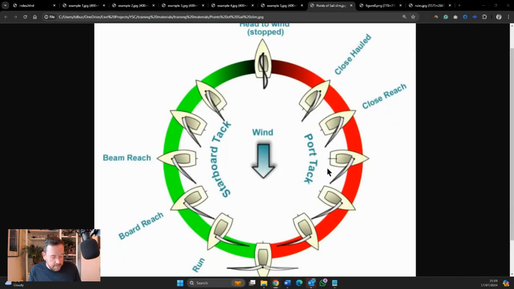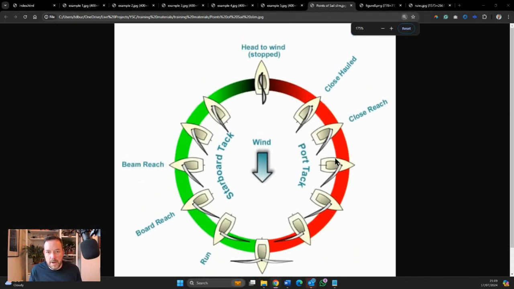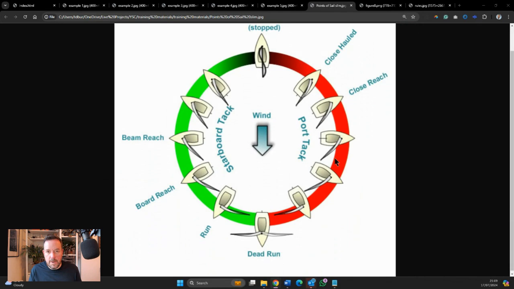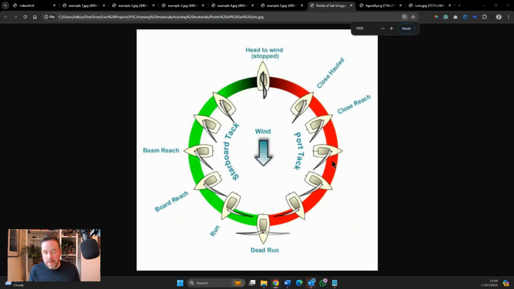Hi, so this is just a recap of what we've just been talking about as part of the session tonight. I hope you all found it useful. I thought I'd go over the points that we went through and the questions you asked, just as a reminder. So we'll start off very quickly with the points of sail.